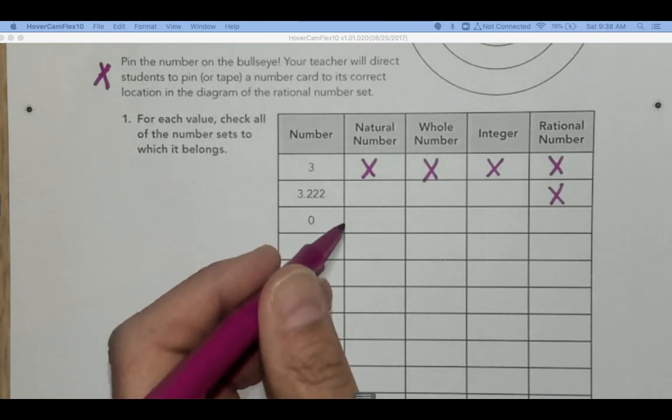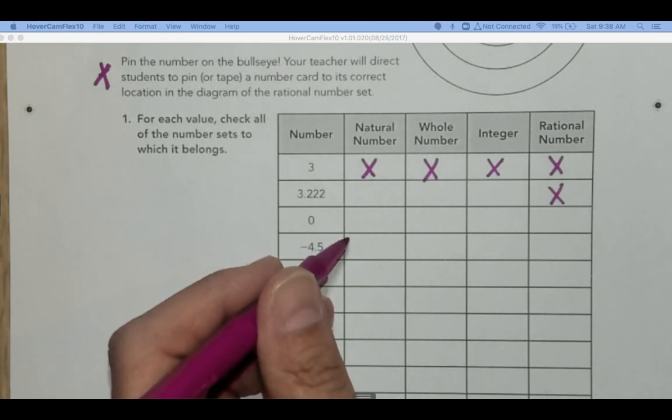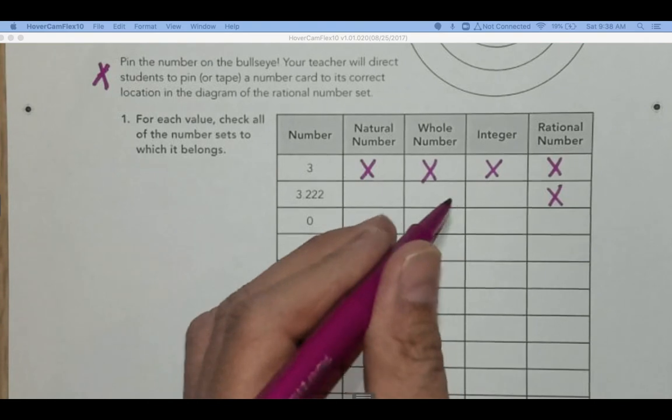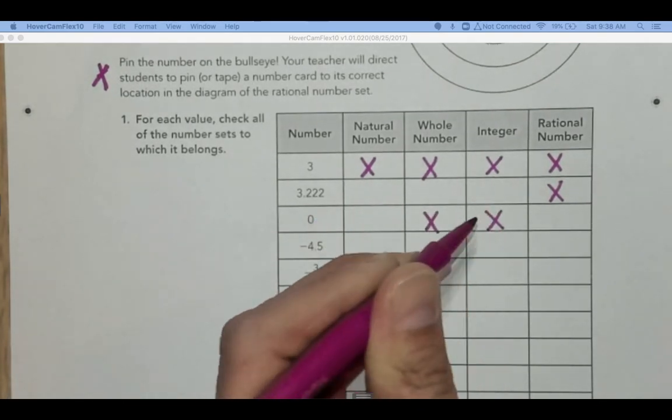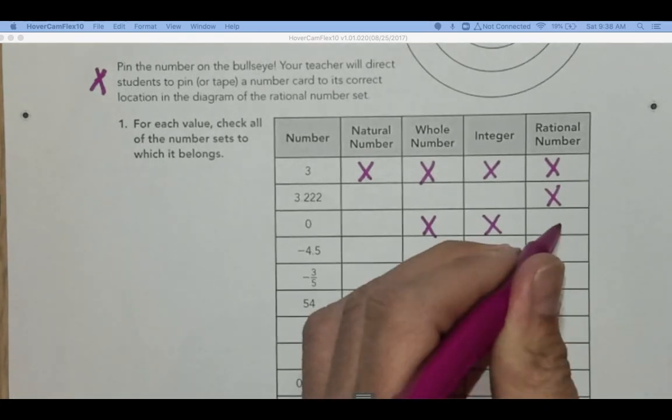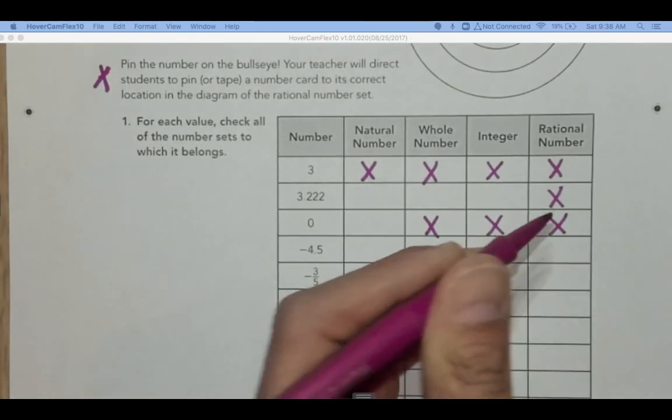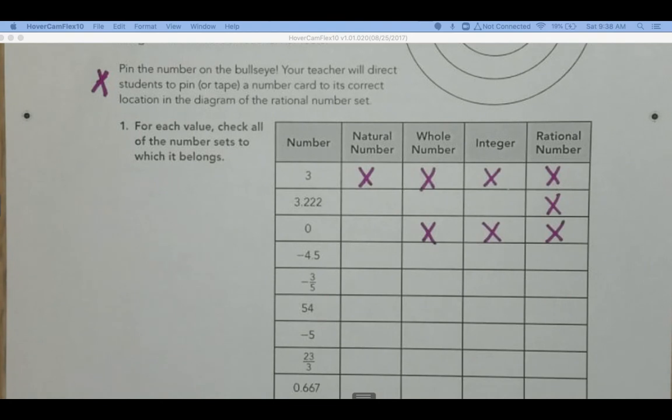0 is not a natural number because it's not 1, 2, 3, 4, but it is a whole number because it's 0, 1, 2, 3, 4. And it is an integer because it is in the positive and negative numbers, and it is a rational number because it can be written as a fraction. Okay.